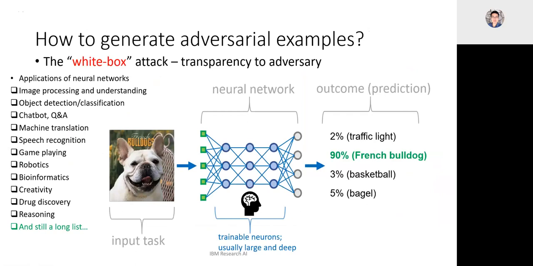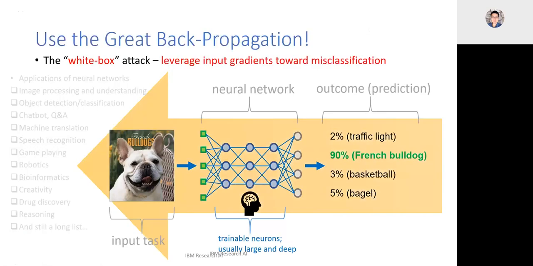Here is an example showing how we generate an adversarial example of a French bulldog. If you input this original image, French bulldog, your neural network classifier will say it's a French bulldog with 90% confidence. But what if now I want to generate some perturbations to the input such that it will be classified as, let's say, basketball? What people do is actually very easy. It relies on the backpropagation of the neural network you are going to attack.